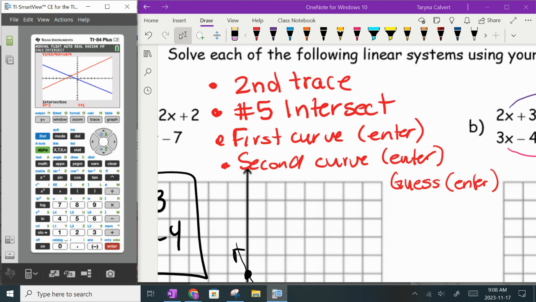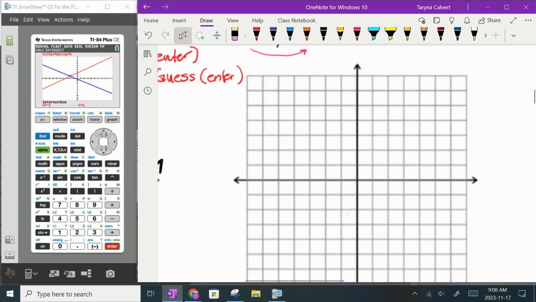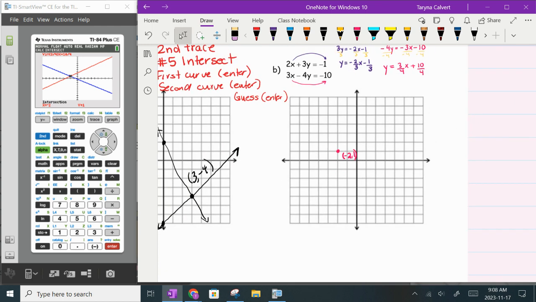All right, so for our sketch, guys, all I want you to do on our grid paper is plot (-2, 1). That's my point of intersection. And then could I sketch around that from the picture here?